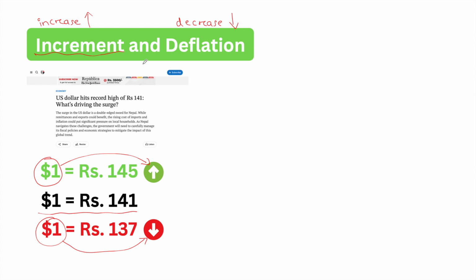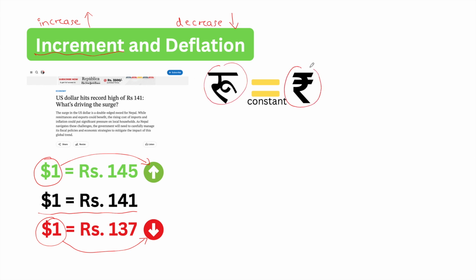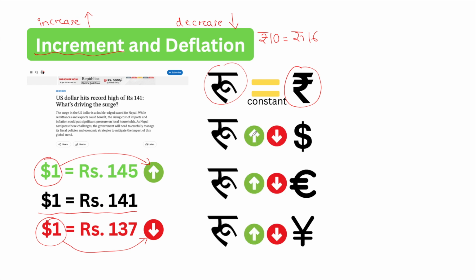We have constant exchange rate with some countries and fluctuating exchange rate with others. For example, the Nepalese rupee is always constant with the Indian rupee. Indian rupee 10 is always equal to Nepalese rupees 16. So we say that there is constant exchange rate between Nepal and India. However, Nepalese rupees have fluctuating exchange rate with the US dollar, European euro, and Japanese yen.